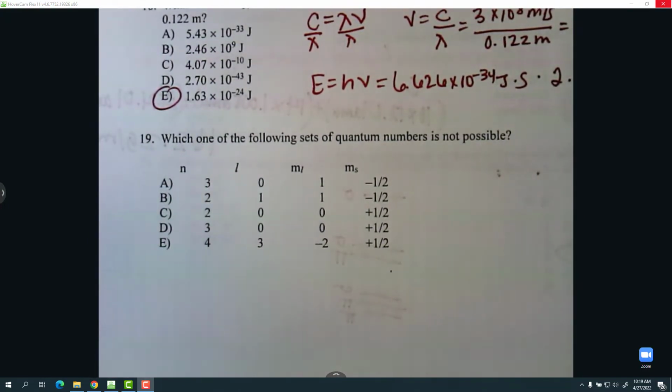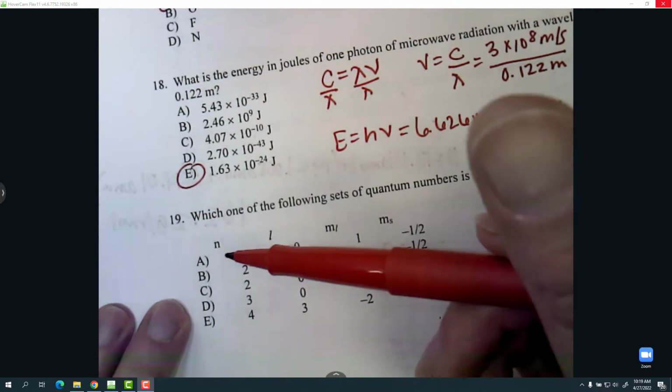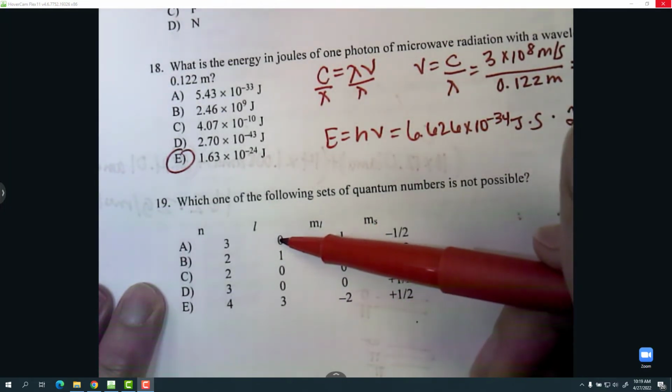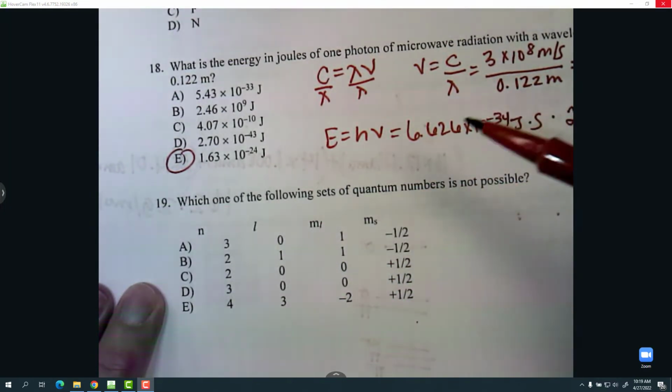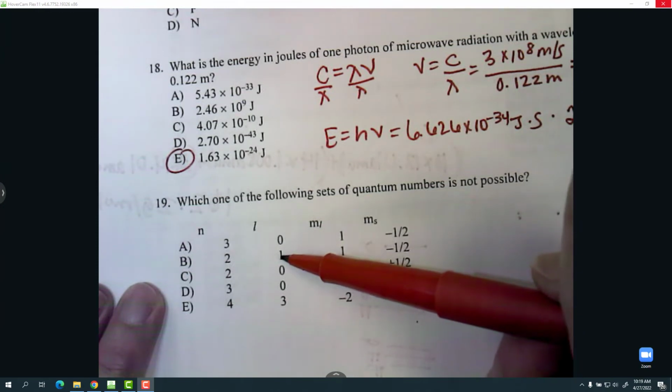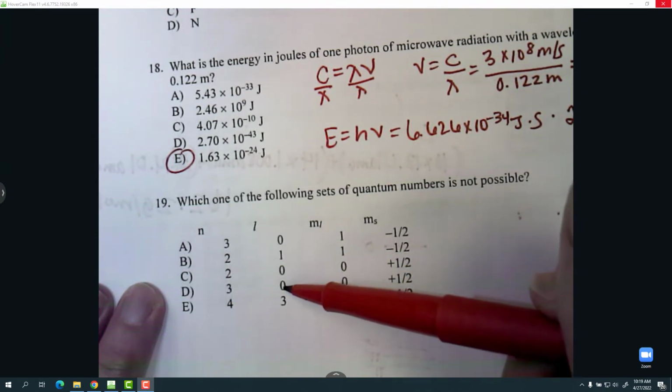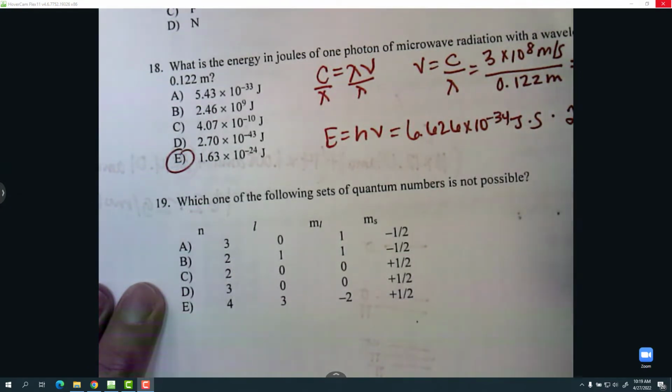Which of the following sets of quantum numbers is not possible? All right, so usually I would just look at all the n's, they all look fine. Then I can move on to the l's. They can be from 0 up to n minus 1, so this could be 0, 1, or 2, fine. 0 or 1, fine. 0, 1, or 2, 0 or 1, fine. 0, 1, or 2, fine. 0, 1, 2, 3, fine.